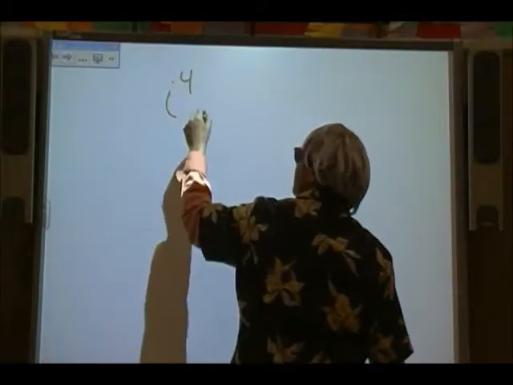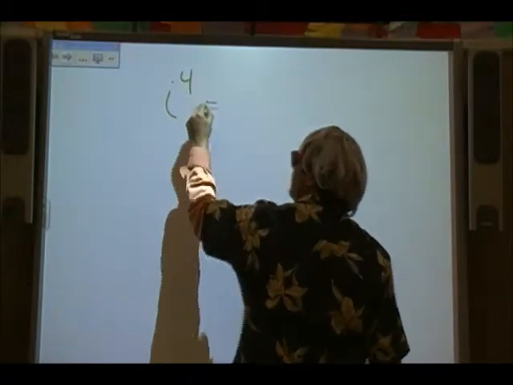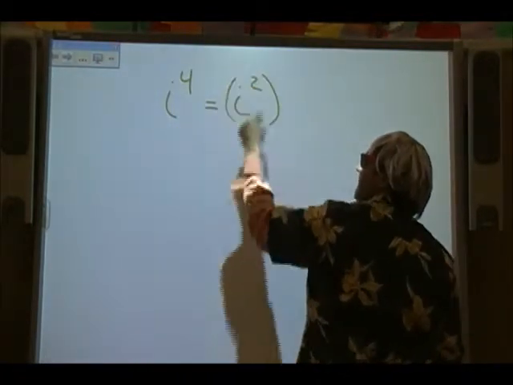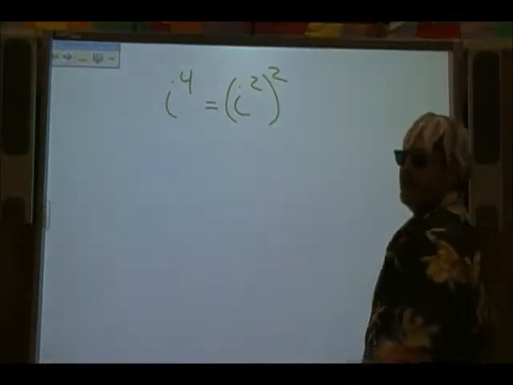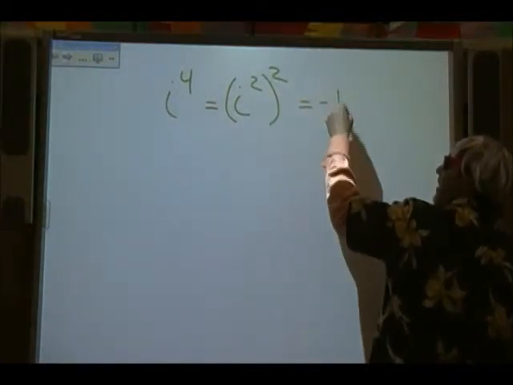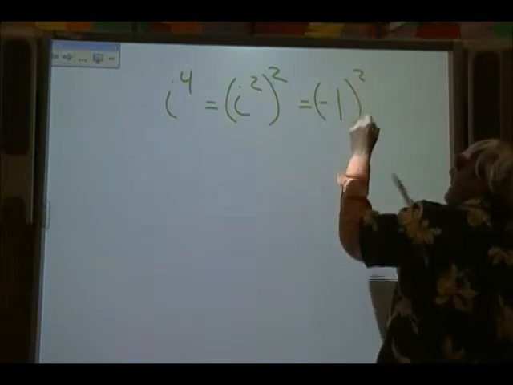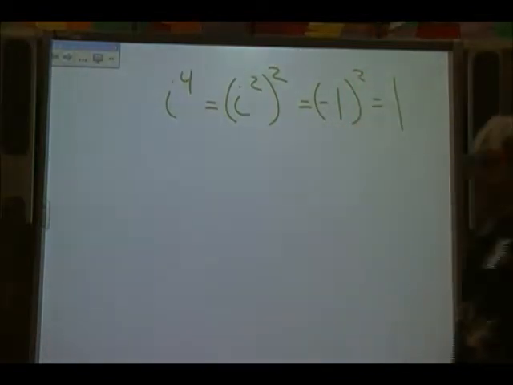Let's see what i to the 4 is. Well, i to the 4 is i squared, squared, which is negative 1 squared, which is 1.